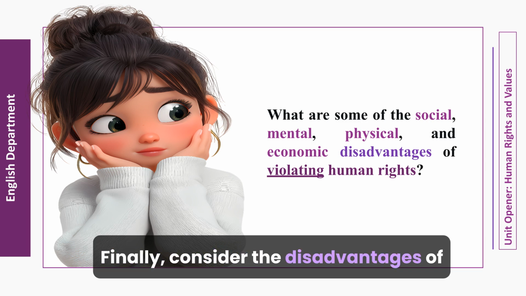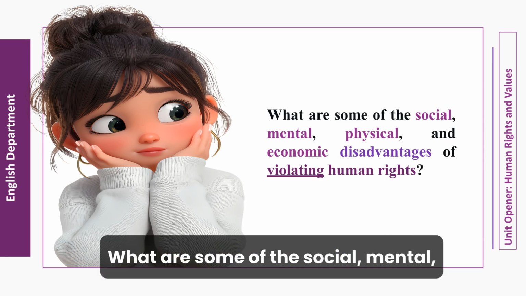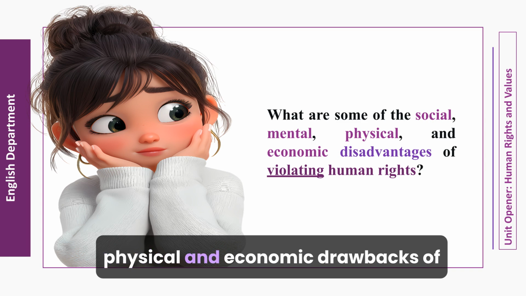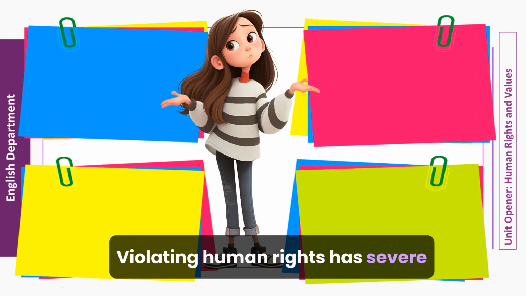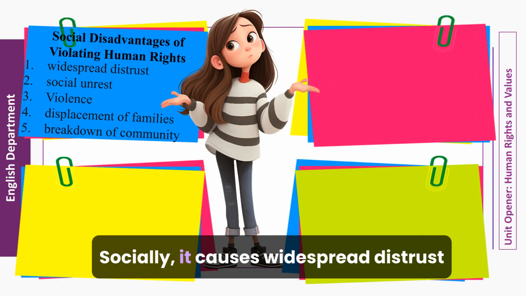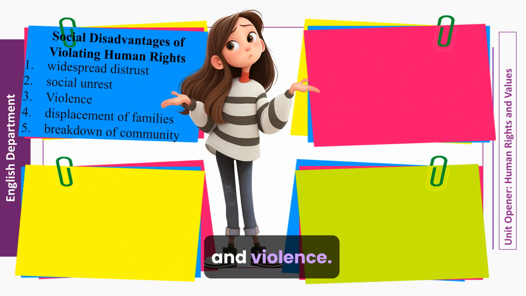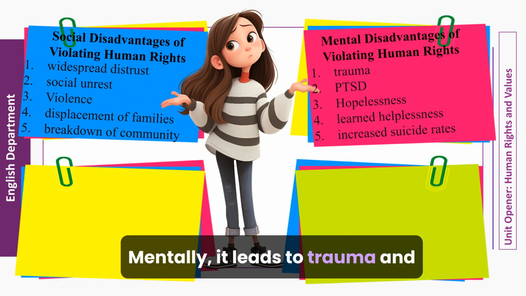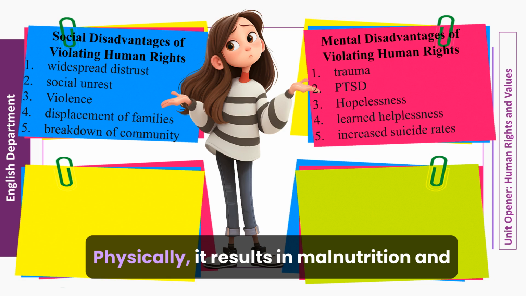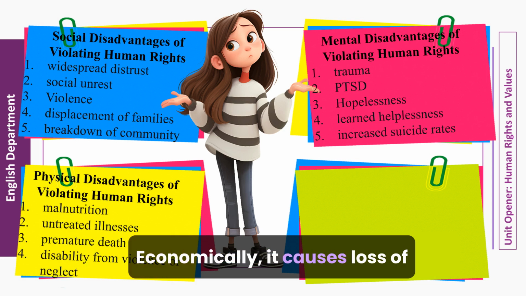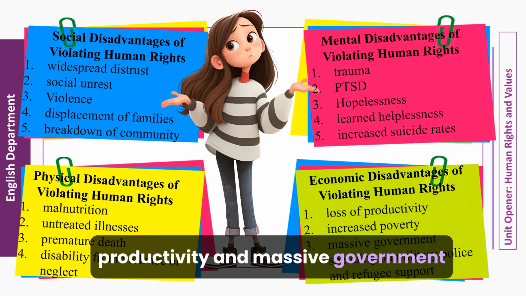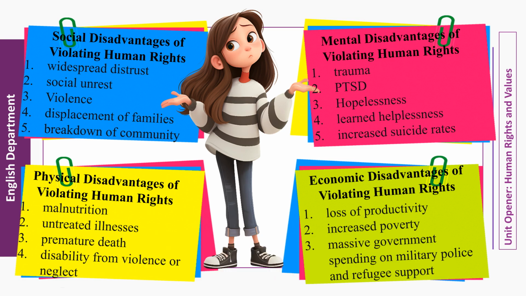Finally, consider the disadvantages of violating human rights. What are some of the social, mental, physical, and economic drawbacks of these violations? Violating human rights has severe disadvantages. Socially, it causes widespread distrust and violence. Mentally, it leads to trauma and increased suicide rates. Physically, it results in malnutrition and premature death. Economically, it causes loss of productivity and massive government spending on support and police.